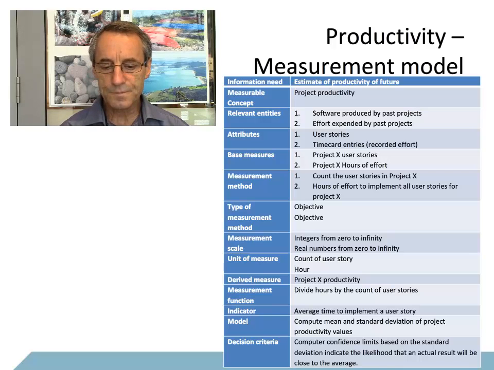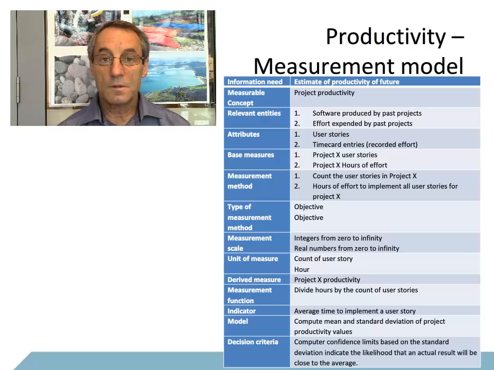So going through it, we have the measurable concept, which is the project productivity. The relevant entity is the software produced in past projects and the effort expended in past projects. The attributes will use user stories to measure the size of the software, and we'll use timecard entries to measure the effort expended. Base measures: project X user stories and project X hours of effort. So having determined what we're going to measure, then we have the base measures, and we define exactly what it is and in what units we're going to measure it.